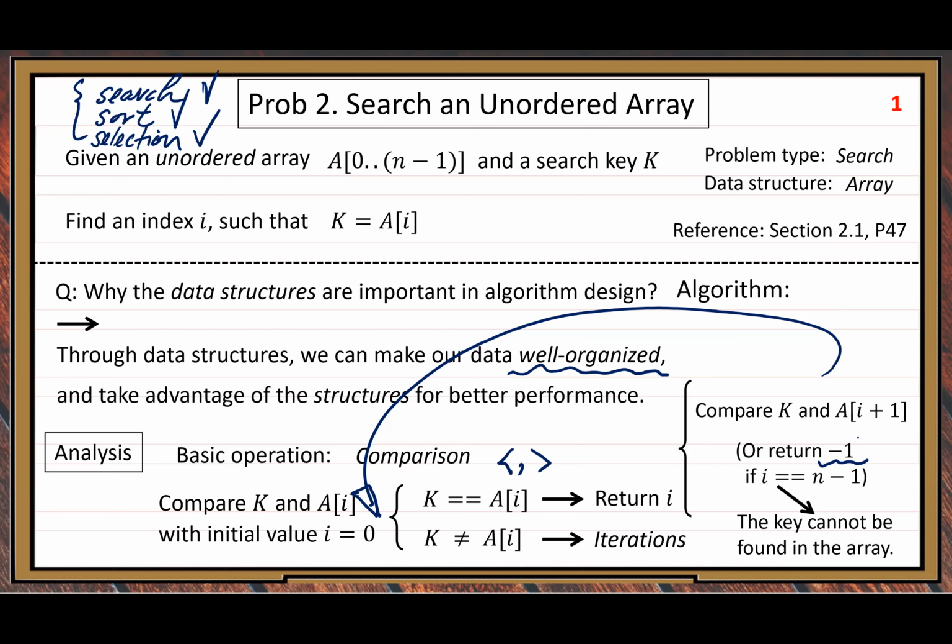And this algorithm, we're familiar with this algorithm. It is called a sequential search. We search a key in the array in a sequential way. Some people also call it linear search. The same thing. So we use these two different names both in this class. Sequential search or linear search in this class.